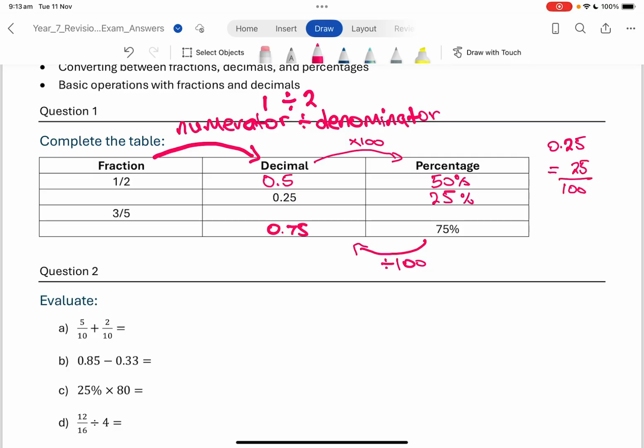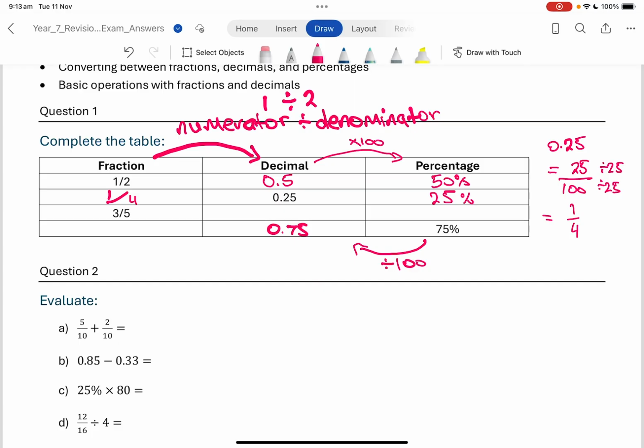Okay, and now we can simplify that to get it down to a fraction. So straight away I can see that I could divide top and bottom by 25, which would give me 1 out of 4 for my fraction.